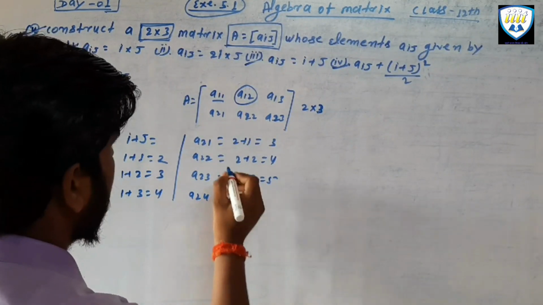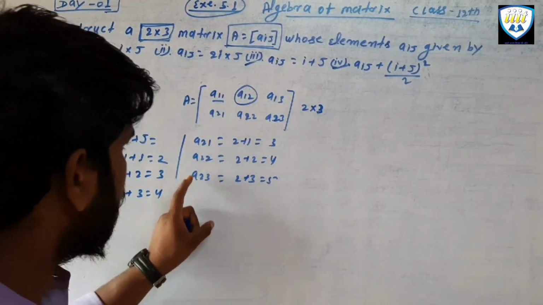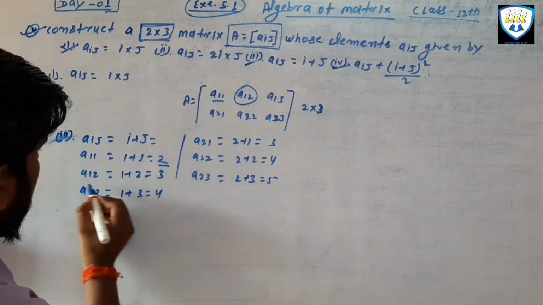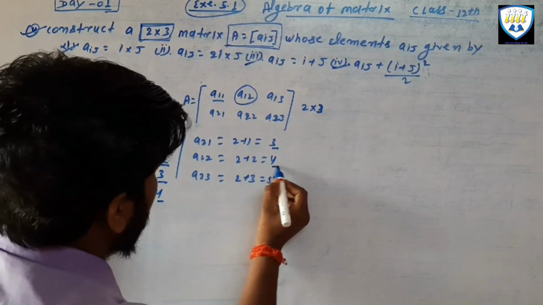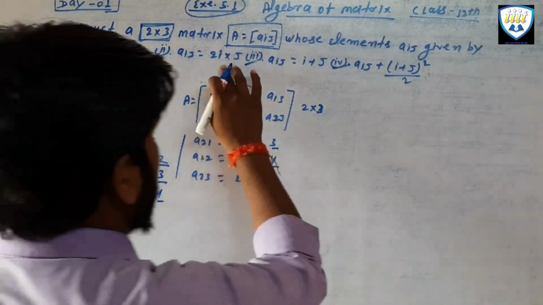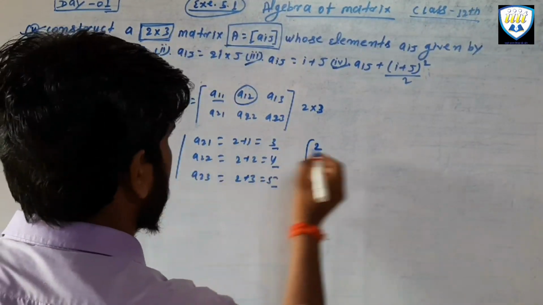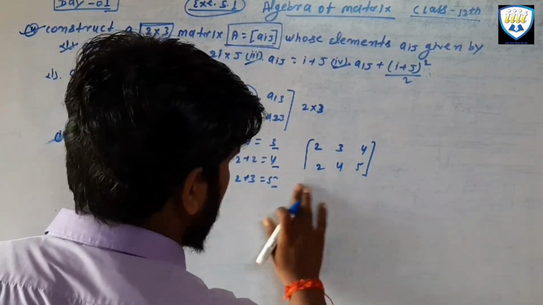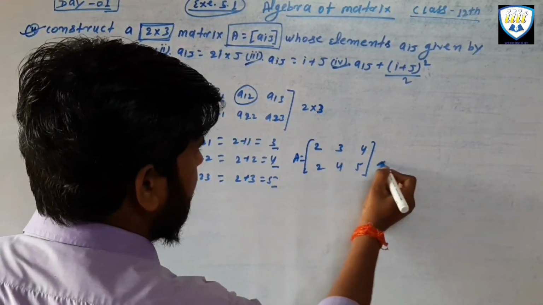A24 and 23. Only these 21, 22, 23. A11 2, A12 3, A13 4, A21 3, A22 4, A23 5. In matrix A: 2 3 4, 3 4 5. This is the matrix of this order, and if there is any doubt, A equals B, anywhere, answer.